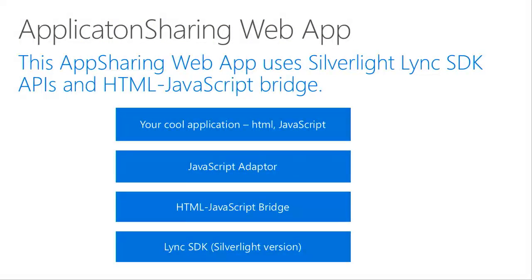So this is the architecture of the application that I just mentioned. For the web application using Silverlight, talking to Lync, you can simply use the Lync SDK with the HTML JavaScript bridge. So you can create your cool applications using HTML and JavaScript. And with the JavaScript adapter, you can have this API that's very similar to the regular JavaScript unified communication web API. Based on the HTML JavaScript bridge, underneath it is using the Silverlight version of the Lync SDK.